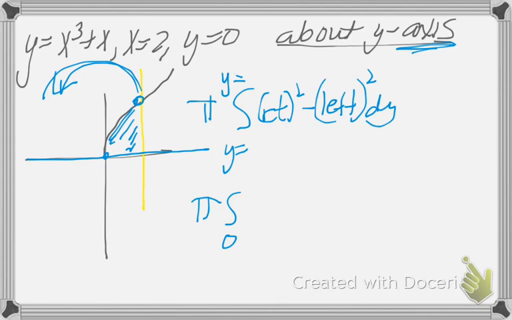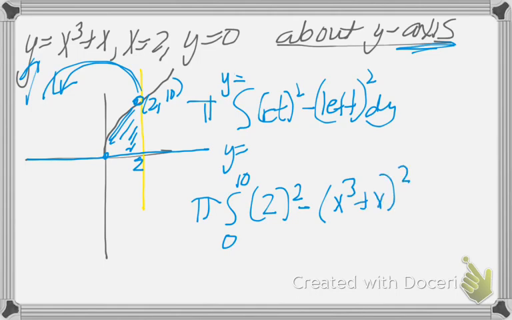And what is that value? Well, let's see. X is 2 here. So what is y when x is 2? Plug it in here, and you get 8 plus 2 is 10. This is the point (2, 10). So we're going from 0 to 10. The right function is the yellow line, which is the 2, so we have 2 squared, minus the left function, which is our x cubed plus x, squared, dy. And hopefully you're going to notice that we have x's in here mixing with y's, and we're not allowed to do that. So let's do what we did before.